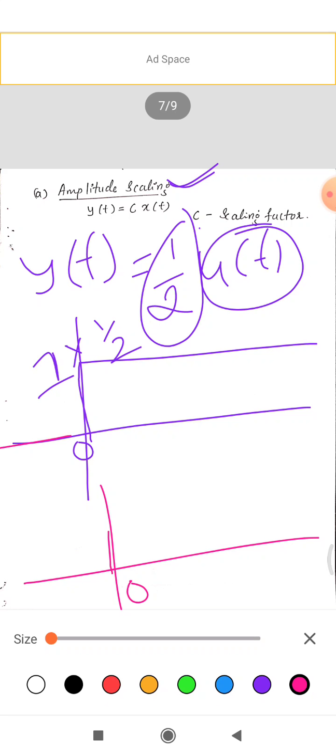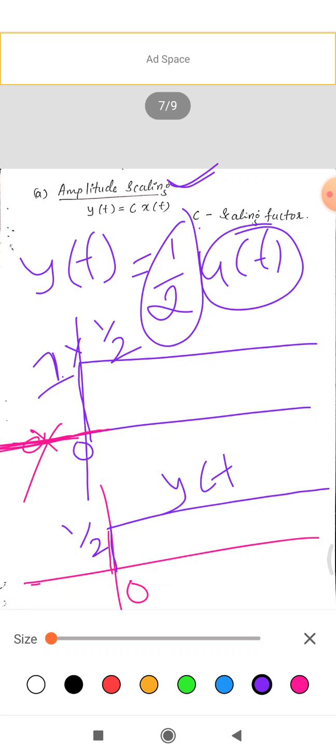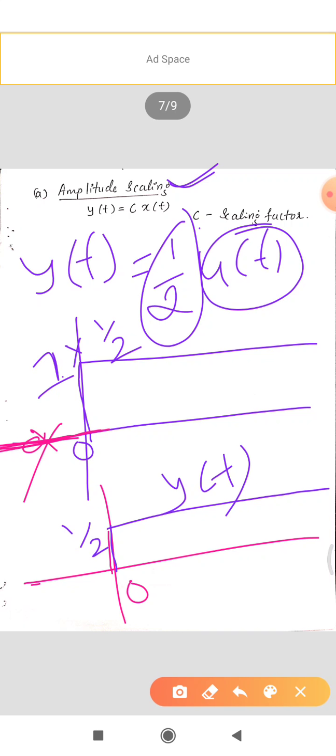So again, here also your signal was there, but it was 0. So 0 into 1 by 2 remains 0. So then here there is no signal. Then your signal will be lesser compared to this. It is half, it is 1. After multiplying with half, you have got 1 by 2 signals. So this is your y of t. Hope you have got how to do amplitude scaling.